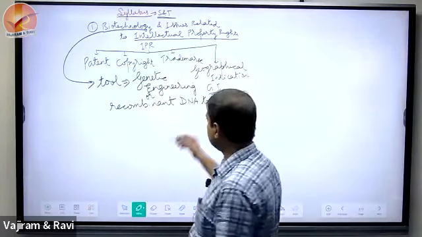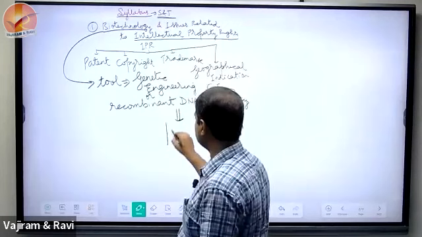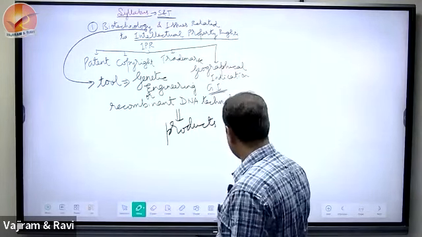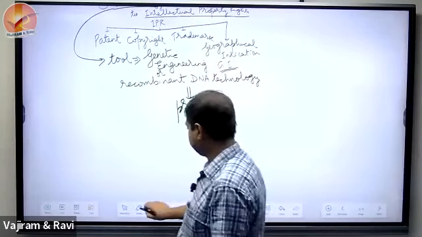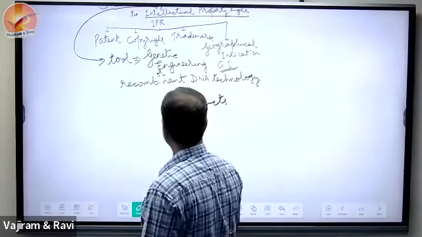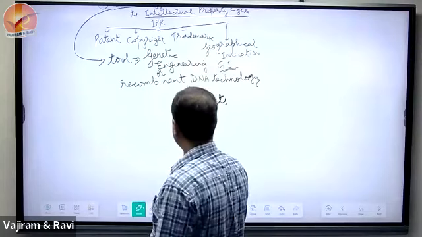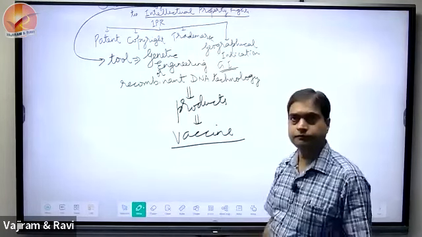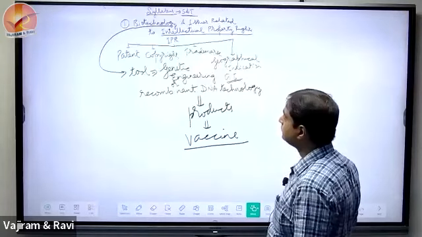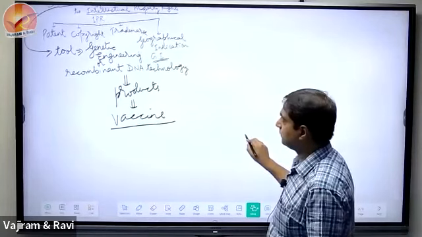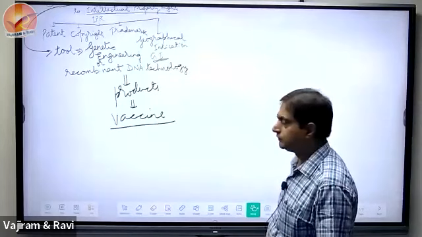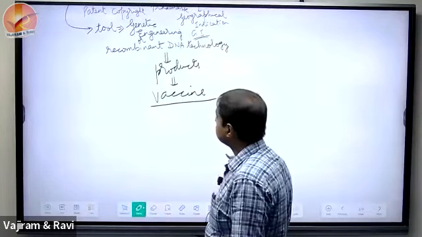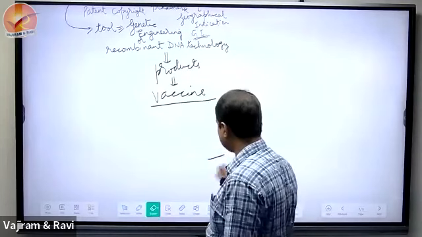So by using this genetic engineering, we develop whatever products that you develop by using this. For example, vaccine. So vaccines are developed by using genetic engineering. As I told you, there will be overlapping with the public health portion.